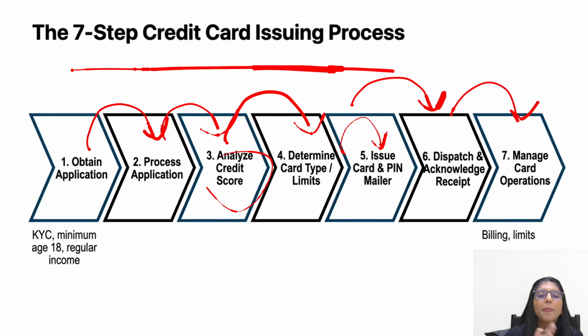Basically, this is the 7-step card issuing process: obtaining the application, processing the application, analyzing the credit score, depending on the credit score determining the card type and the limit, issuing the card and PIN mailer, dispatch and acknowledging the receipt, then managing the card operation.